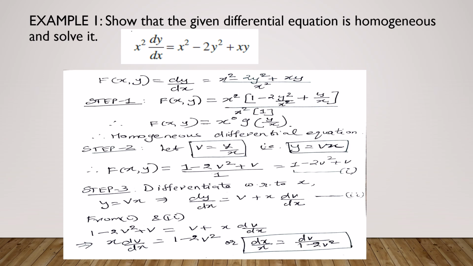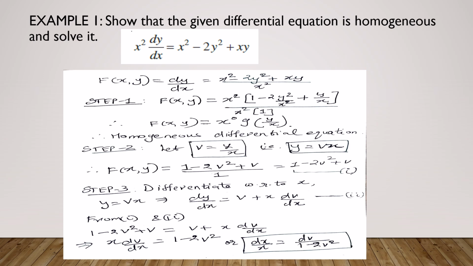So the first thing is to show it is homogeneous. Again, as I told you, you can use any definition. So basically, you first of all express your function in the form of dy by dx. So dy by dx here is x square minus 2y square plus xy upon x square. The first step is to show it is homogeneous.